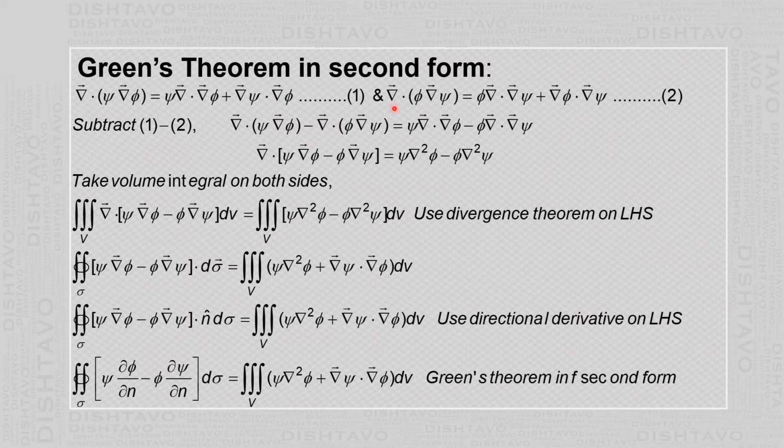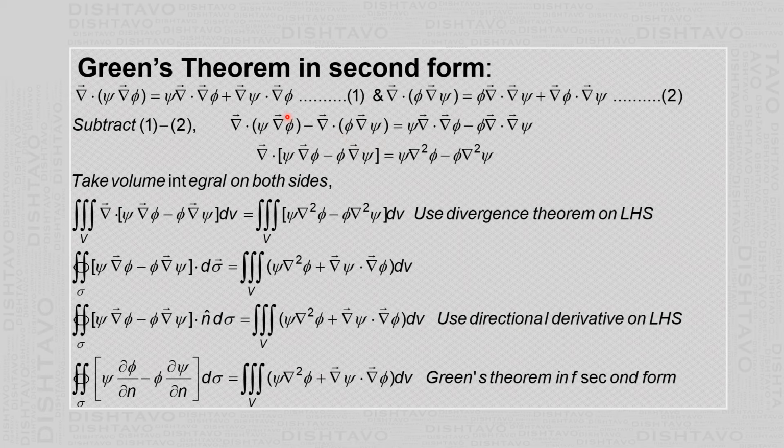Same way, we get equation 2 by taking del dot phi grad psi. Then subtract these two equations, that is equation 1 minus equation 2, that is subtract left hand side of equation 1 and equation 2 and subtract right hand side of equation 1 and equation 2. And when you subtract the left hand side of equation 1 and left hand side of equation 2, what you get is del dot psi grad phi minus del dot phi grad psi.